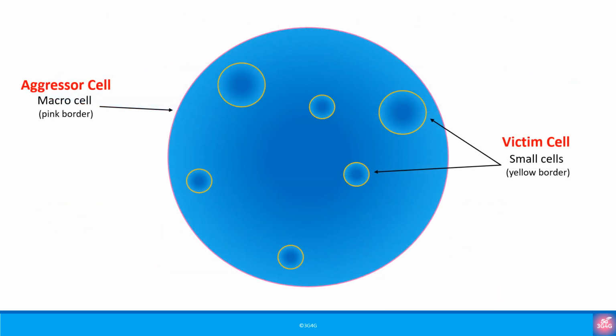Here, let us introduce the concept of aggressor cell and the victim cell. Because the macro cell is transmitting at a far higher power as compared to the small cells, the chances are that a user that is camped on the small cell will experience interference from the macro cell. Hence, it's called aggressor cell, while the small cells are called victim cells.